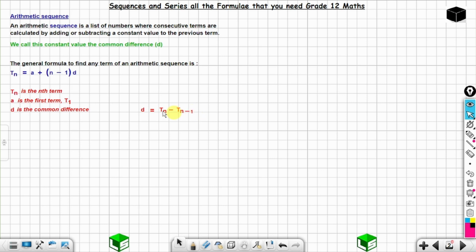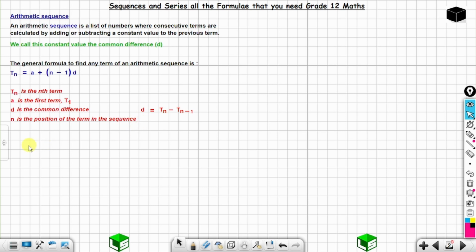Now n is the position of the term in the sequence. For T1, you are going to have 1 in place of n. If it is T2, you are going to have 2 in place of n. If it is T3, you are going to have 3 in place of n. So n is the position of the term in the sequence.